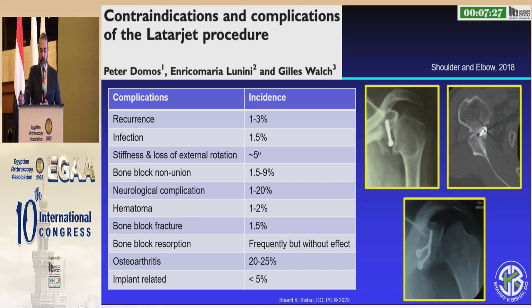So when you look at the overall numbers, Jill Walsh had this great study that showed us these complications, and what it showed is that if you look at recurrence, it's only about 3%. If you look at infection, only about 1.5%.